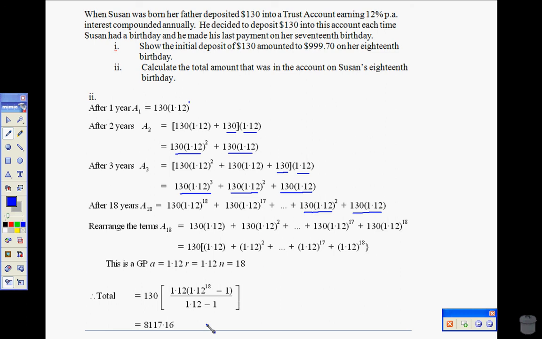And at the end of 18 years, putting $130 in at the start of each year, Susan now has $8,117.16. So be really careful. Set up the pattern every time. I'll say that all the time. Set up the pattern. Don't use a formula. Okay, some texts will use a formula and say, oh, you can just use a formula. If you look at the HSC markers comments, they will always say, don't use a formula.